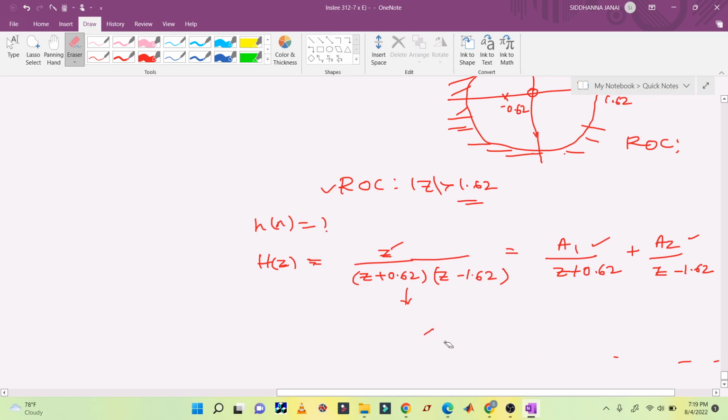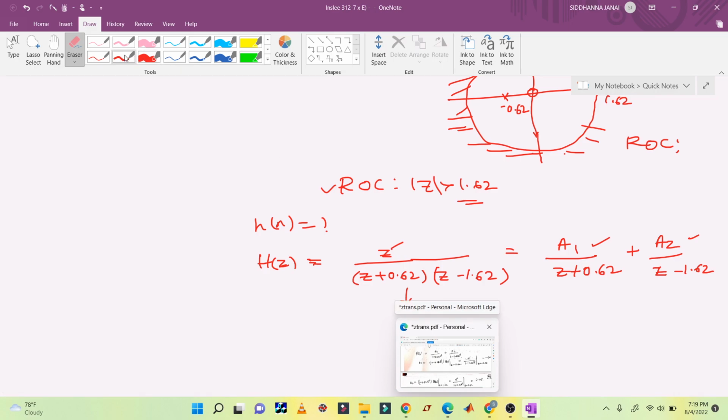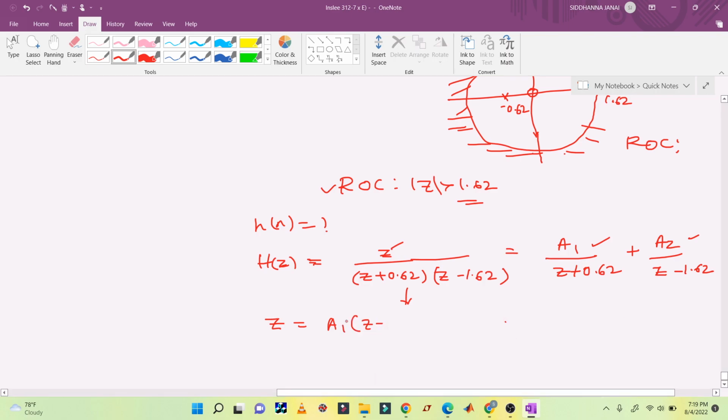Now when you solve this problem, let me solve this one. You know that Z is equal to A1 into Z minus 1.62 plus A2 into Z plus 0.62. Okay, let Z is equal to 1.62.